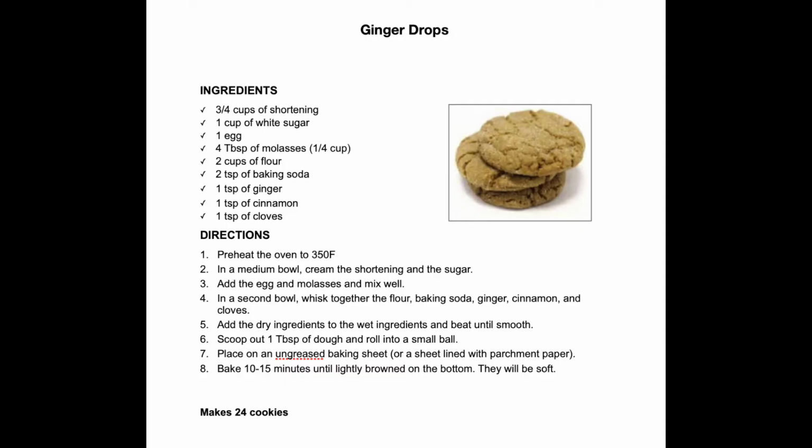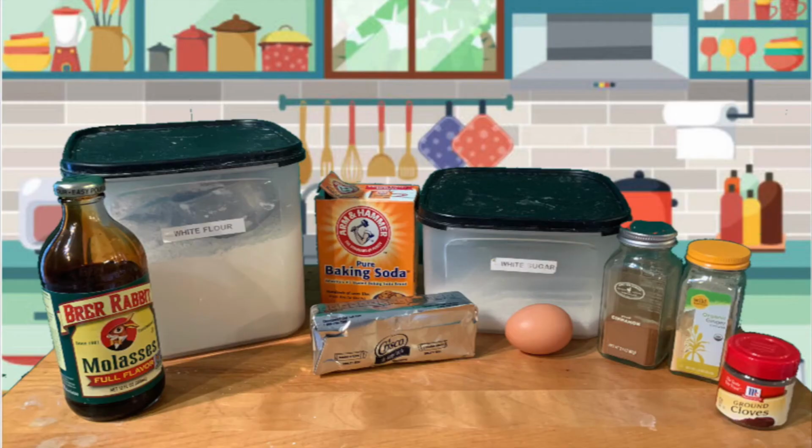Cooking project time! Here's the recipe. Take a screenshot and print it out. Here are the ingredients you'll need: flour, sugar, molasses, baking soda, shortening, Crisco, an egg, cinnamon, ginger, and cloves.